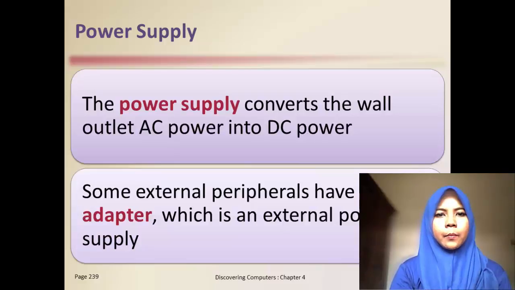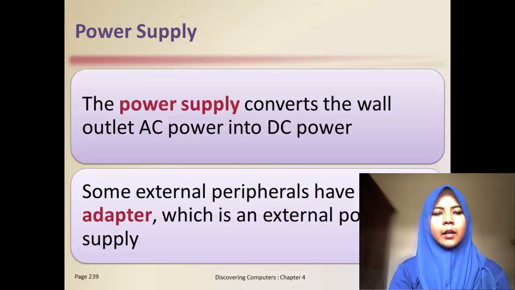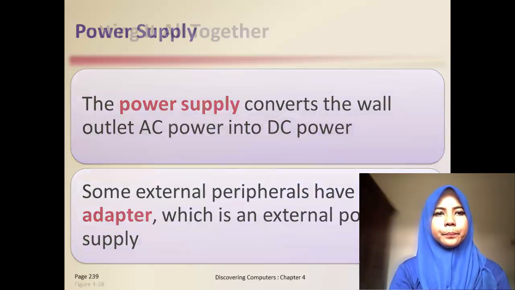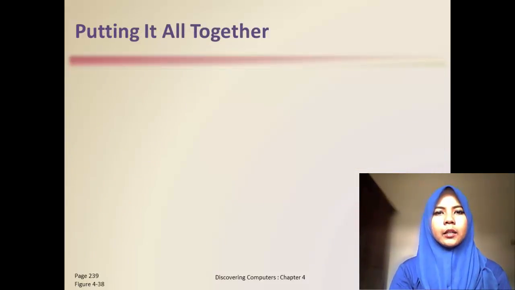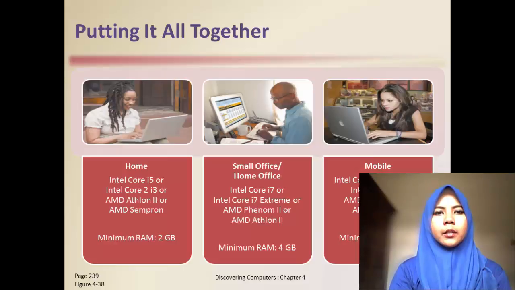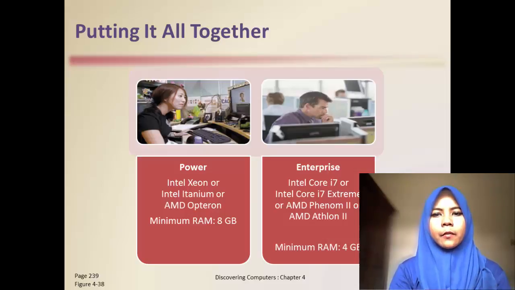Power supply. The power supply converts the wall outlet AC power into DC power. Some external peripherals have an AC adapter, which is an external power supply. Putting it all together: home user, small office or home office, mobile user, power user, and enterprise user.